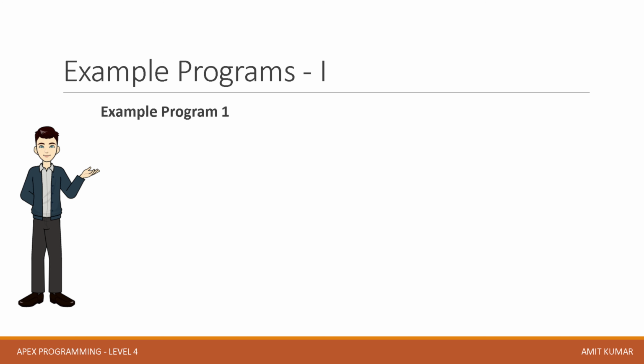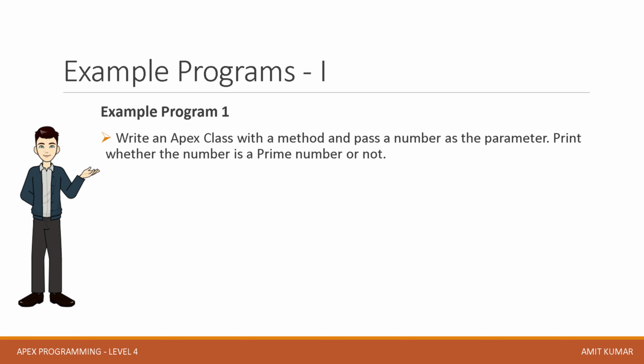So example program number 1. Write an Apex class with a method and pass a number as the parameter. Print whether the number is a prime number or not. So we know that a prime number is a number which is divisible only by 1 or by itself, and there is no other number that can divide it. So let's create a program for it.